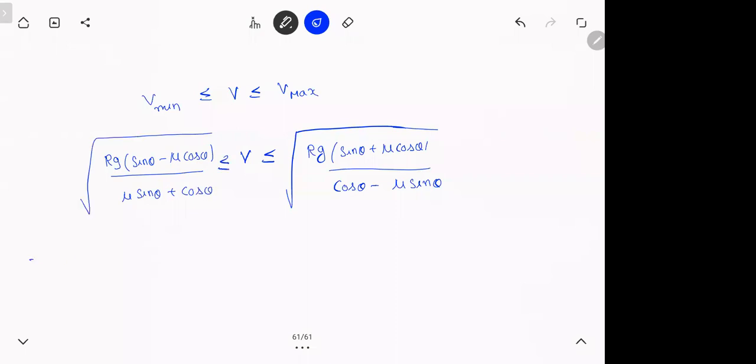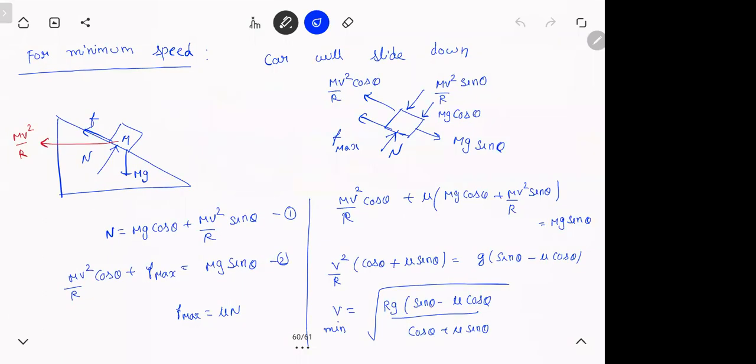But in general, v minimum is kept as 0. Obviously, if you're going on a road and for some reason you stop the car, you don't want the car to slide downward. So that's the speed limit. So in case you have a banked road with friction, you get a speed limit.